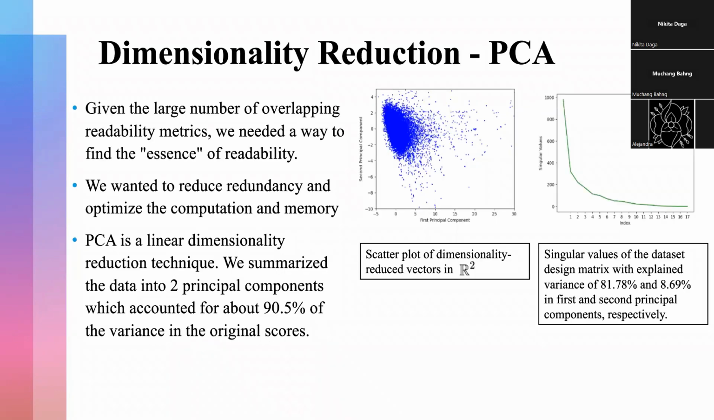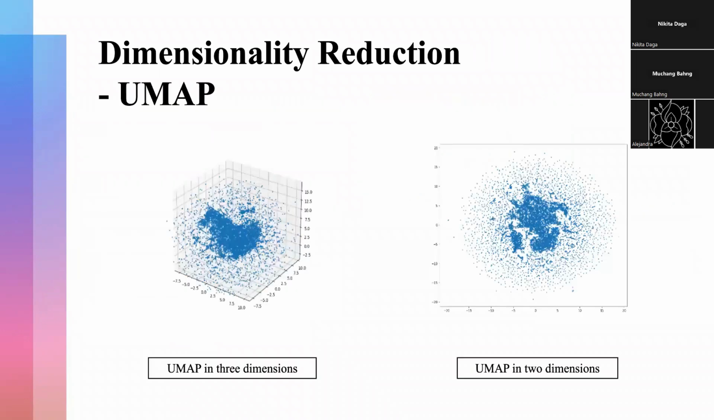We used the PCA dimensionality reduction method as a linear way of reducing our data. We did this because the readability scores had a lot of overlapping features and we wanted to reduce the redundancy and optimize for computation and memory. So we were able to bring down our data into two principal components, which accounted for about 90.5% of the original variance in the scores. We also used UMAP dimensionality reduction to visualize the nonlinear aspects of the data.